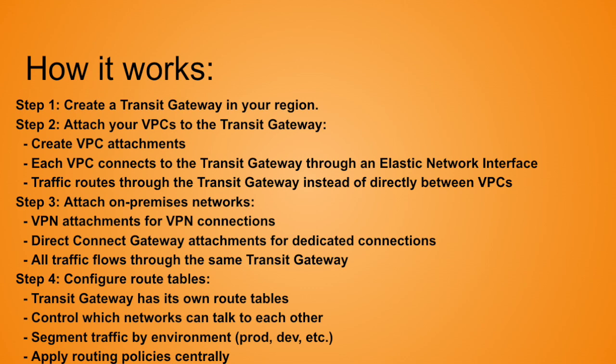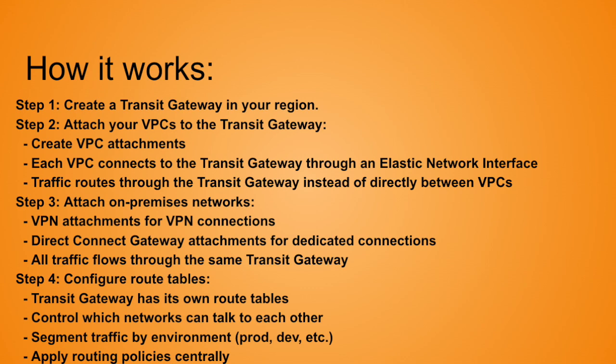Step 3, you attach on-premises networks, so VPN attachments for VPN connections, Direct Connect gateway attachments for dedicated connections, and all the traffic flows through the same transit gateway. And last, you configure your route tables. So Transit Gateway has its own route tables that let you control which networks can talk to each other, segment traffic by environment, or apply routing policies centrally.